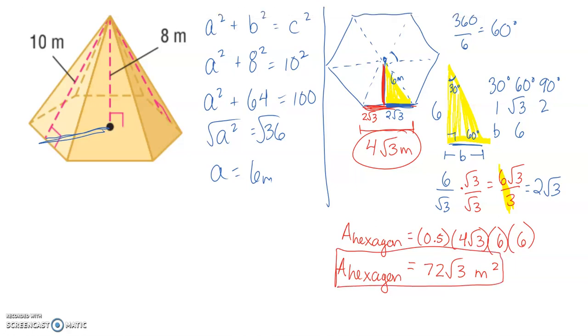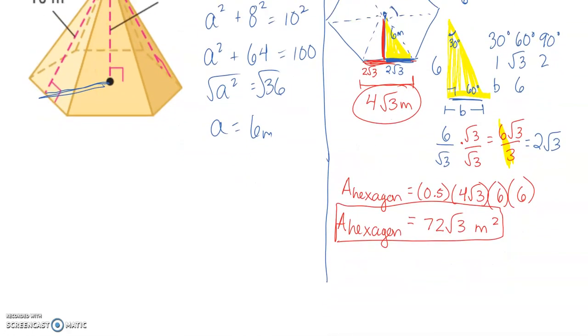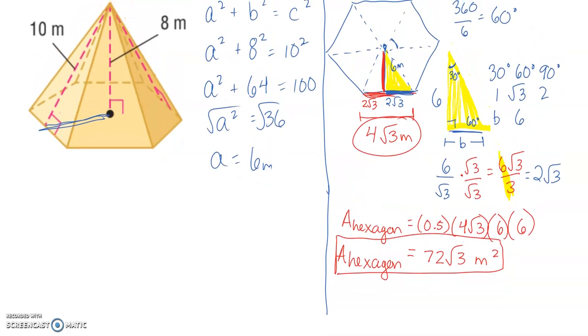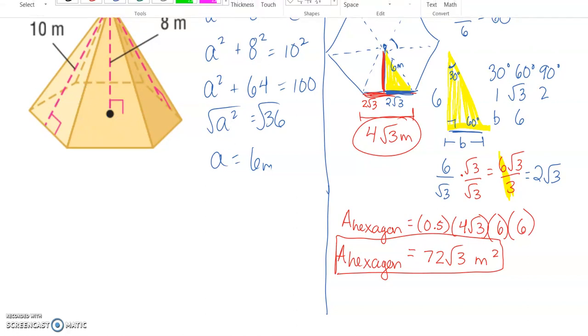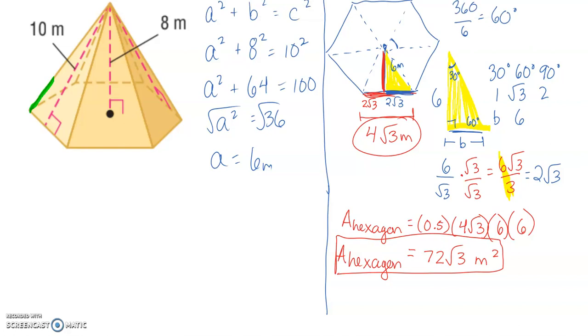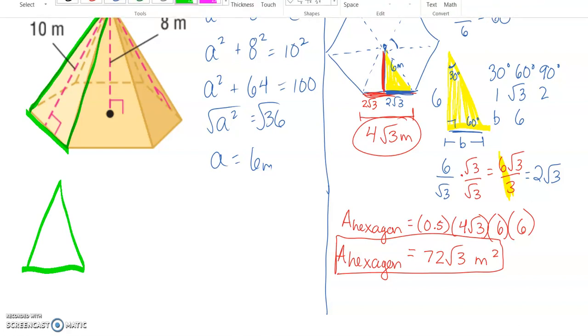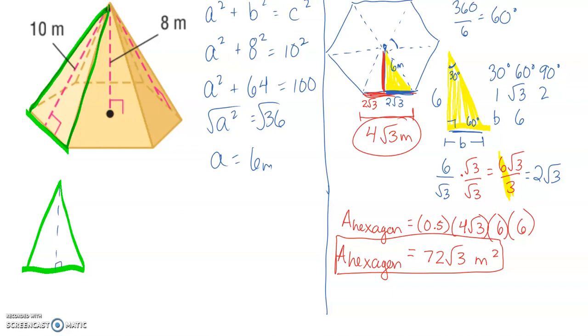The next thing I need to do is find the lateral area of the pyramid. So far I found the area of the hexagon down here, but I need to find the area of all of those triangles. So what I'm going to do is highlight that in probably green. It's that green triangle right there. Now I see that the height of the triangle is a slant height, which is 10 meters. So I'm going to draw that in. That's 10 meters, but I don't know the base of the triangle.